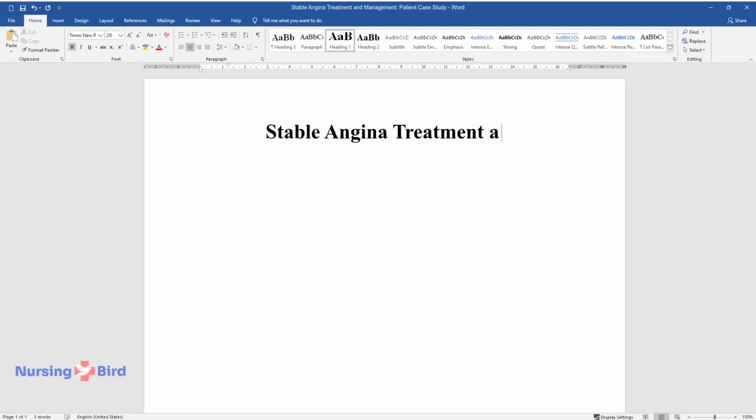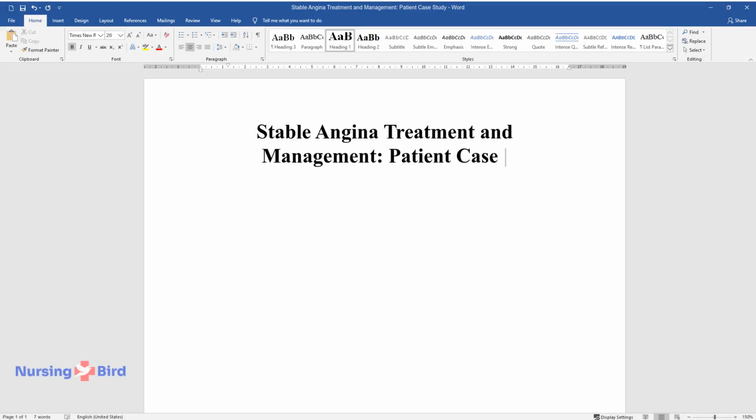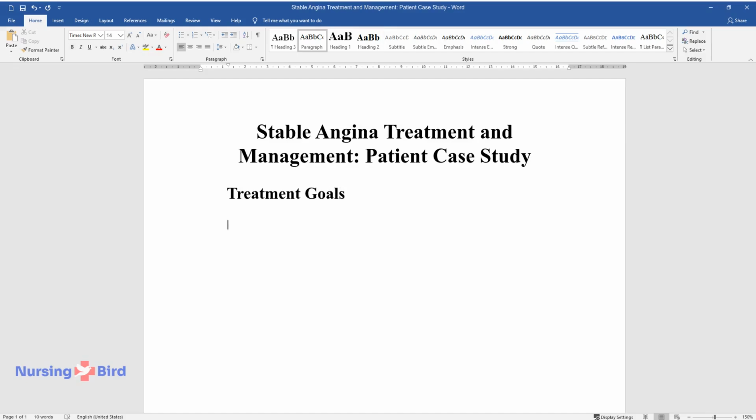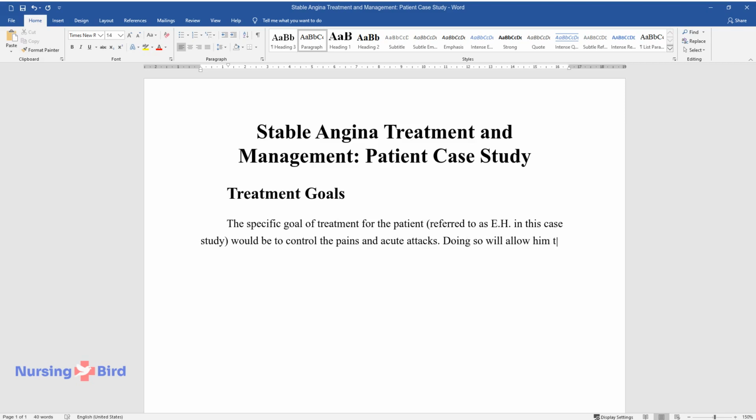Stable angina treatment and management, patient case study. Treatment goals. The specific goal of treatment for the patient, referred to as EH in this case study, would be to control the pains and acute attacks. Doing so will allow him to establish whether his angina is unstable or stable. Besides, the control of the patient's state will help in identifying the disease and treatment course.